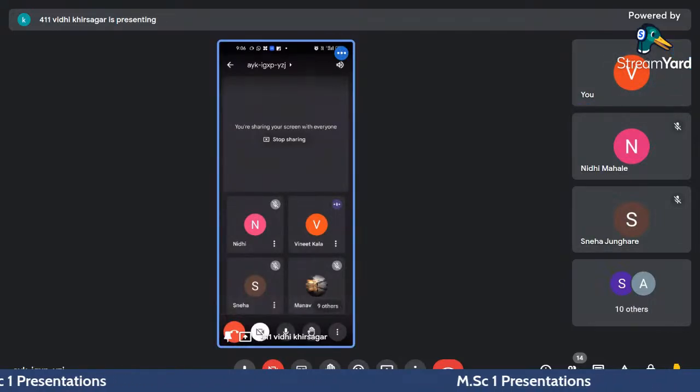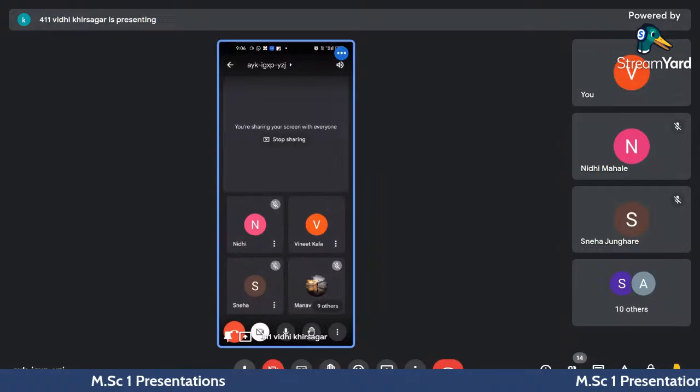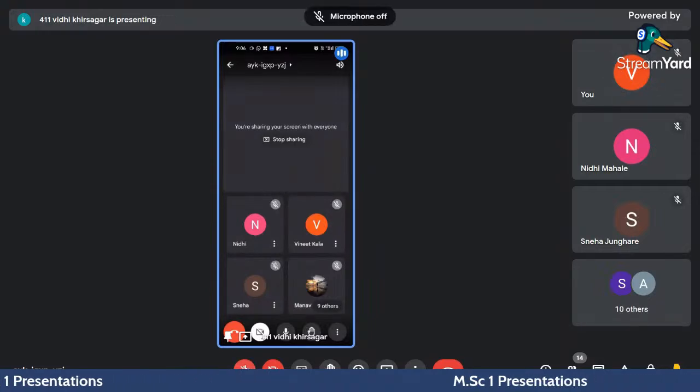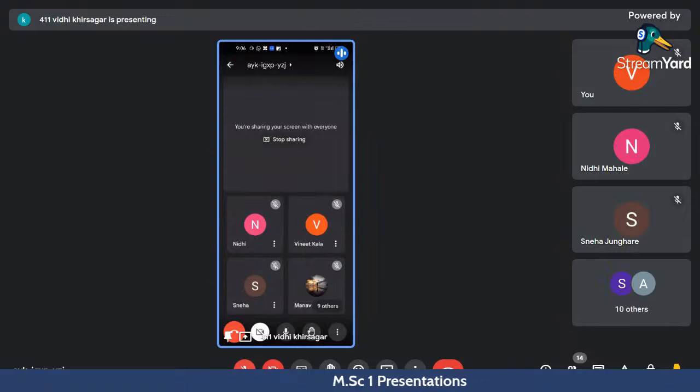GTPase. I guess GTPase, because GTPase is the enzyme which converts GTP to GDP, and the released phosphate then goes and binds to the inactive RAS protein which has GDP, and then there is a conversion of GDP to GTP.